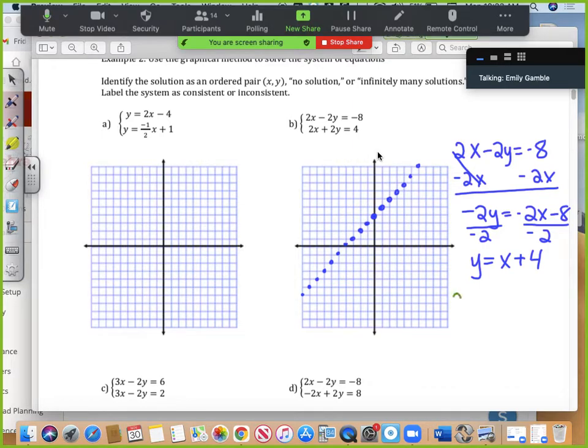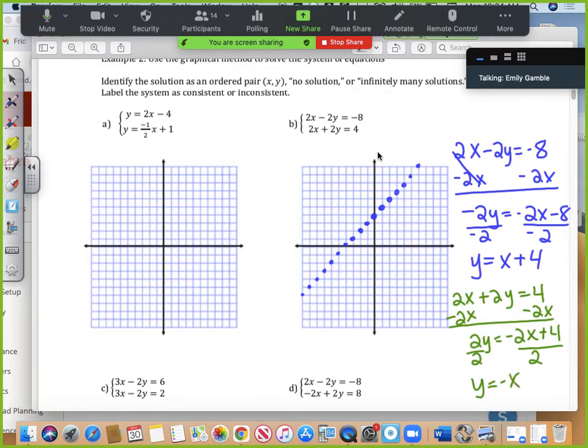The next one is 2x plus 2y equals 4. Solving for y, I'll subtract 2x from both sides first. I get 2y equals negative 2x plus 4. Dividing everything by 2, I get y equals negative 2 divided by positive 2, which is a negative 1x, plus 2. So in green, I'm going to start here at positive 2. My slope is negative 1, so I'm going to go down 1 over 1, down 1 over 1. In the opposite direction, I'll go up 1 over 1, up 1 over 1, and so on.